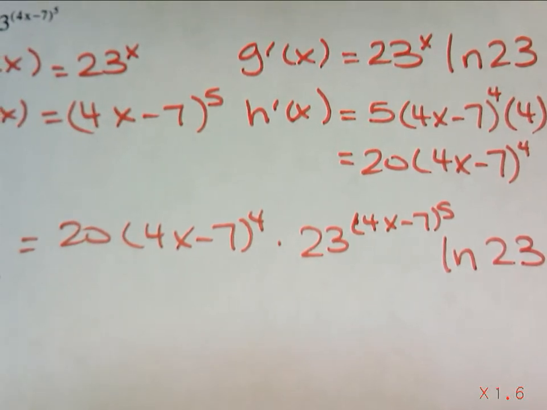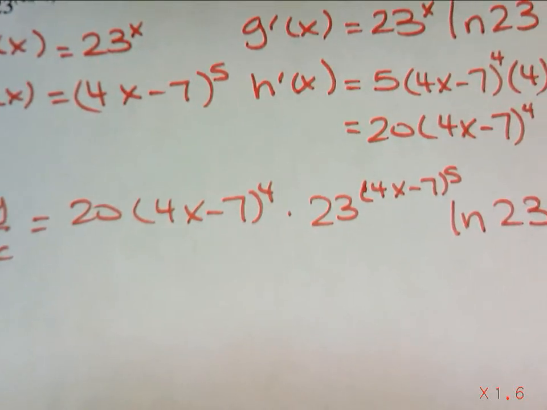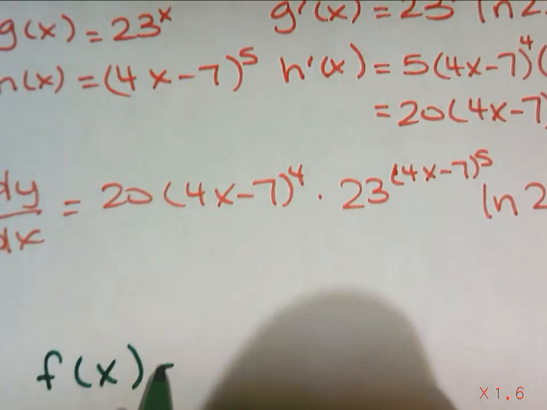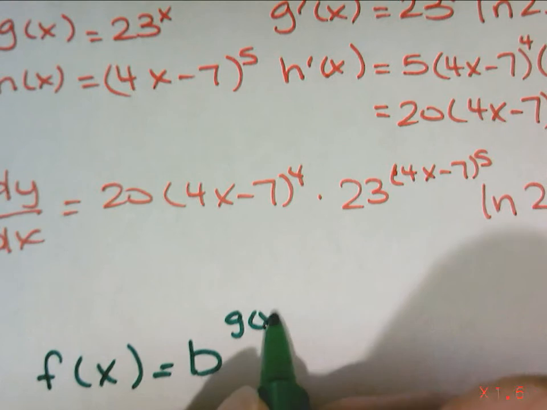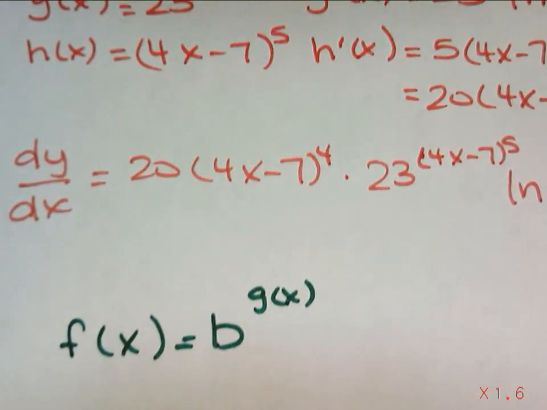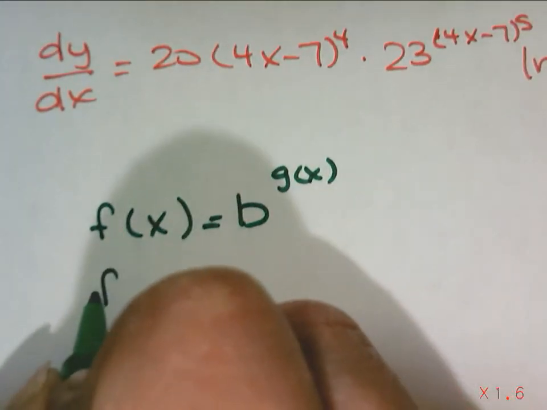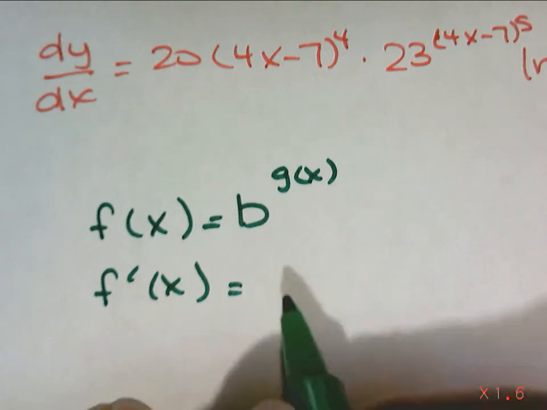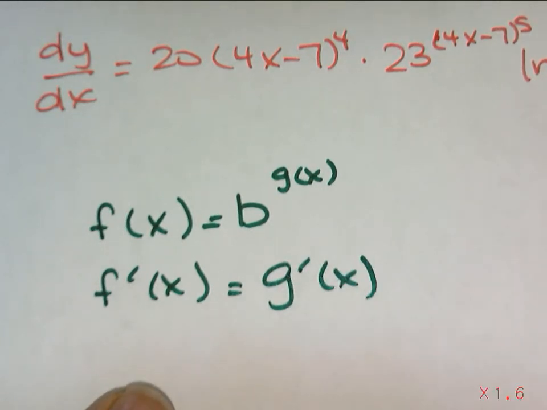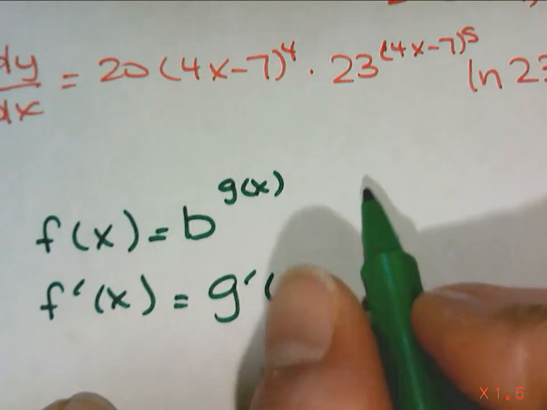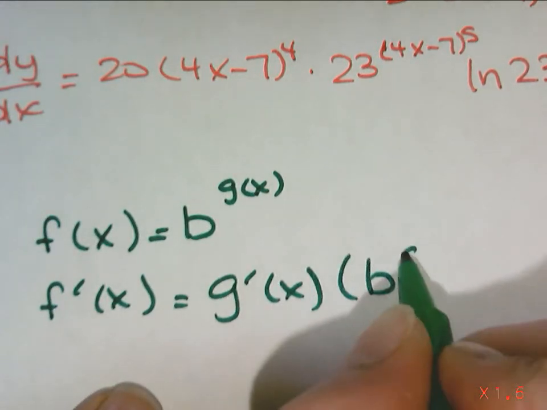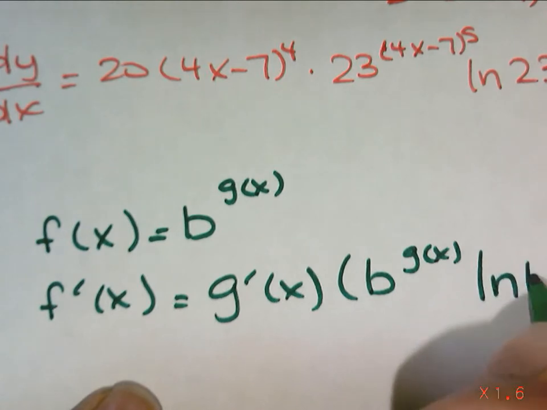So we need to look maybe now for a shortcut which will help us as we move forward with more complicated functions, for example the product rule or the quotient rule. So if we look for the pattern, we can say that if the original function is b to some power g of x, which is a function, then maybe a shortcut is f prime of x equals the derivative of g of x, which is g prime of x, times b to the g of x ln b.